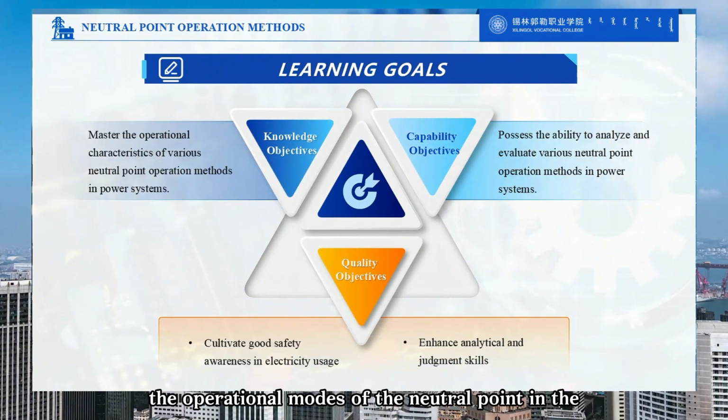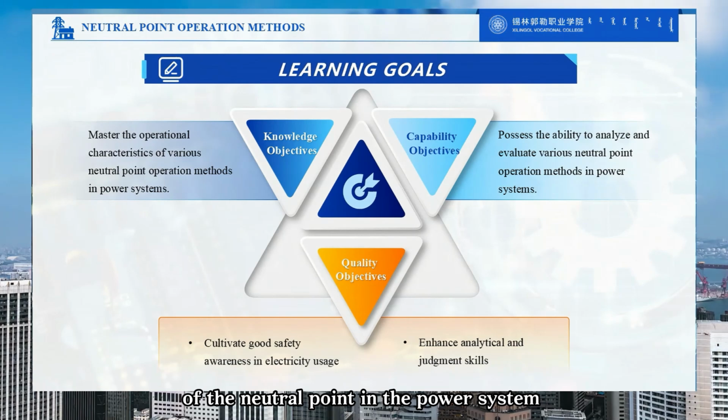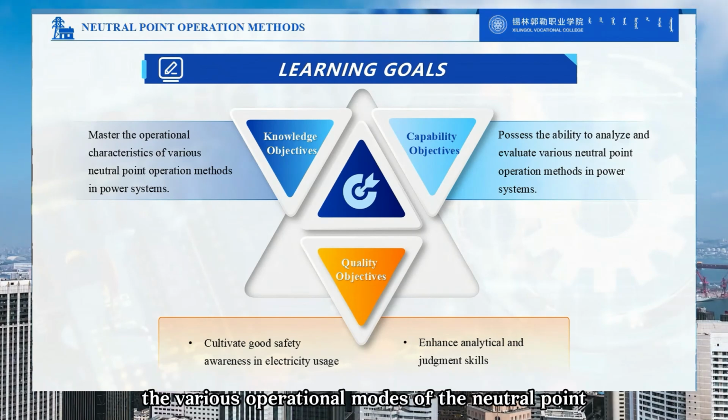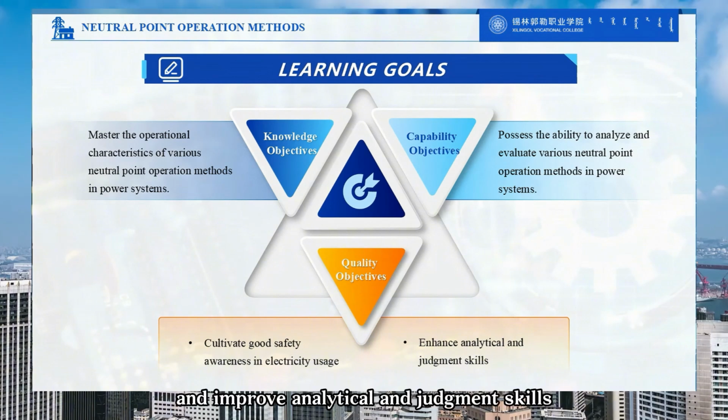We will now study the content of this section together. The operational modes of the neutral point in the power system. Through this lesson, you are required to master the working characteristics of various operational modes of the neutral point in the power system and develop the ability to analyze and judge the various operational modes of the neutral point in the power system. This aims to cultivate a good awareness of safe electricity usage and improve analytical and judgment skills.